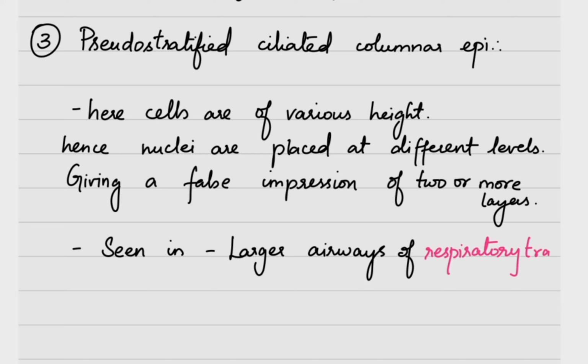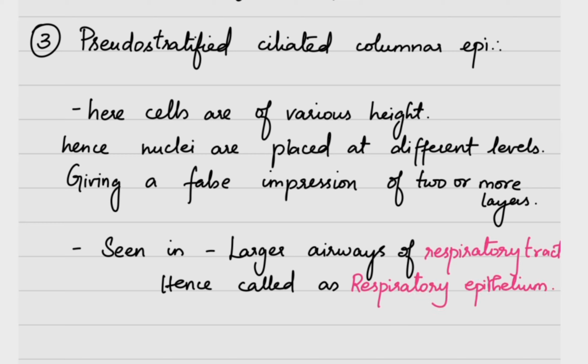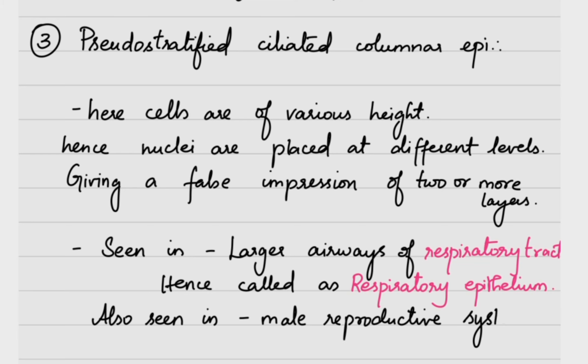Third type is the pseudostratified ciliated columnar epithelium. Pseudostratified means it appears as though there are many layers, but actually there is only one layer of cells. The nuclei are present at different levels, which gives that impression. It is mainly seen in the respiratory tract and hence known as respiratory epithelium. It is also seen in the male reproductive system.